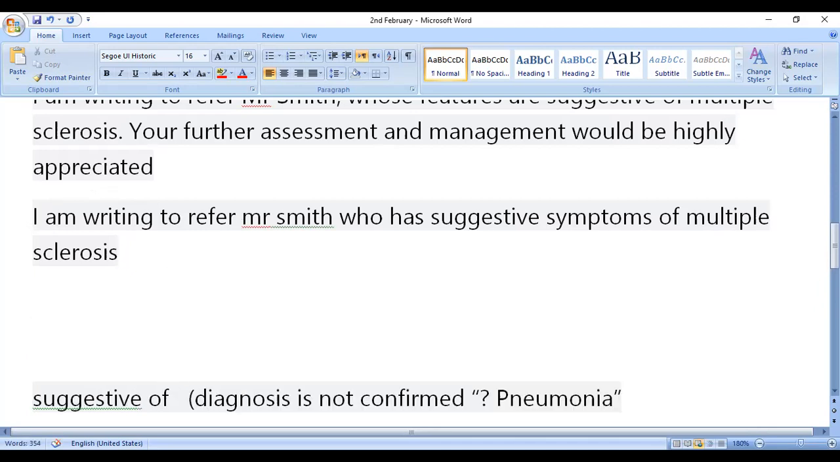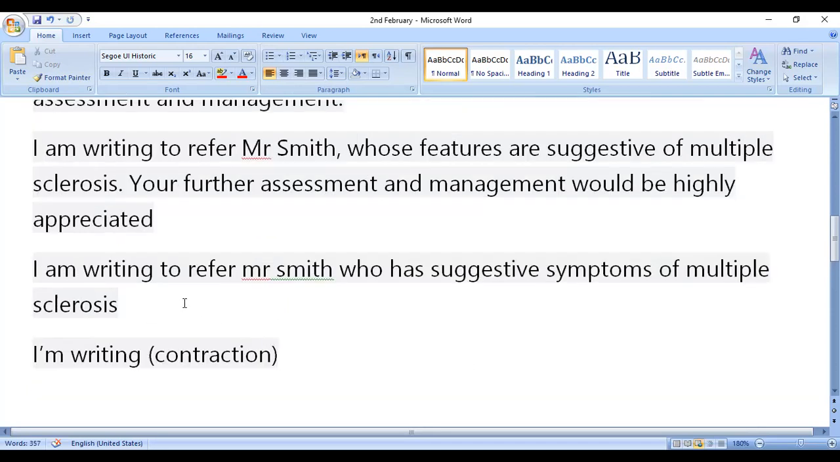Just let me tell one thing. As we have just noticed, "I am writing" becomes "I'm writing" when we skip the A and use an apostrophe and M. Can anybody tell me what this is called in grammatical language? This is called contraction. We should avoid contractions in OET, because contraction is a less formal way. So: I am writing to refer Mr. Smith, with a capital M and capital S.